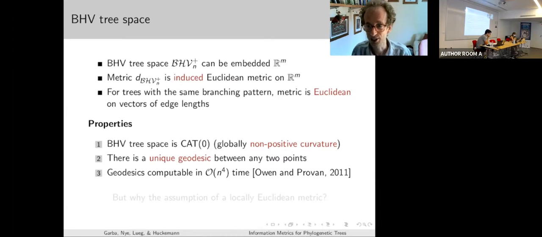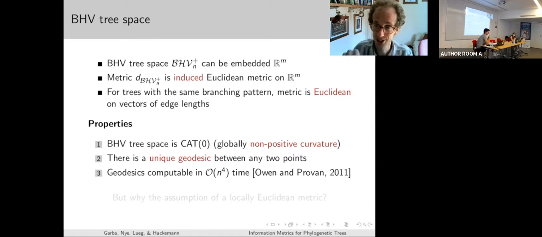Now, the BHV tree space is a truly remarkable and beautiful thing, and here's why. It's a CAT(0) space, which means it's globally non-positively curved. And as a result of this, there's a unique geodesic, or shortest length path, between any two points in the space. In addition, it was later shown that there's a polynomial time algorithm for computing these geodesics, another really beautiful paper.